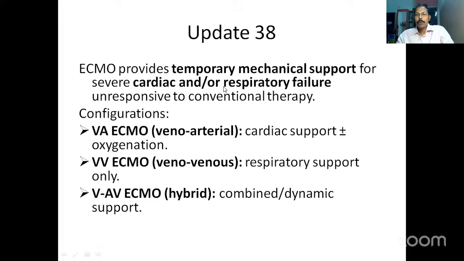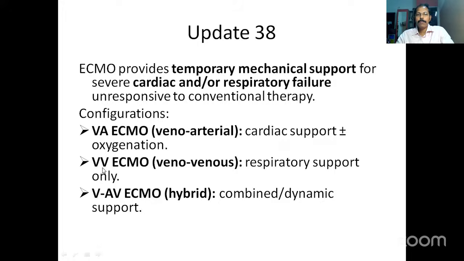And ECMO. ECMO provides a temporary mechanical support for a severe cardiac and respiratory failure unresponsive to the conventional therapy. The configurations being VA ECMO, called veno-arterial ECMO, and VV ECMO. So what is VA ECMO? VA ECMO is nothing but veno-arterial ECMO. We are taking blood from the vein, getting oxygenated in the ECMO device, and the oxygenated blood will be delivered back into the artery. This is called VA ECMO. It will be very useful for giving a cardiac support in severe cardiac failure.